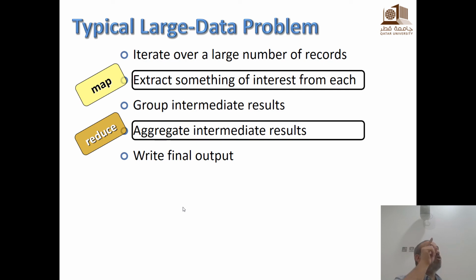Okay? So you as a programmer, you will need to provide that function. Because of course the framework doesn't know what you want to do with the data, right? But you know, this is what you want. This is the first step of what you want from the data, is to process every single record in your data.